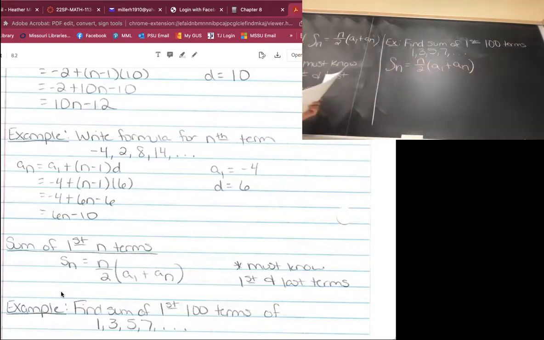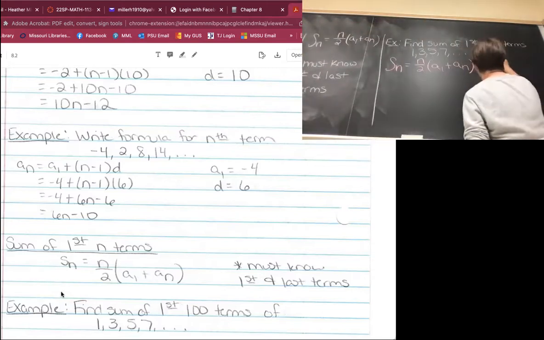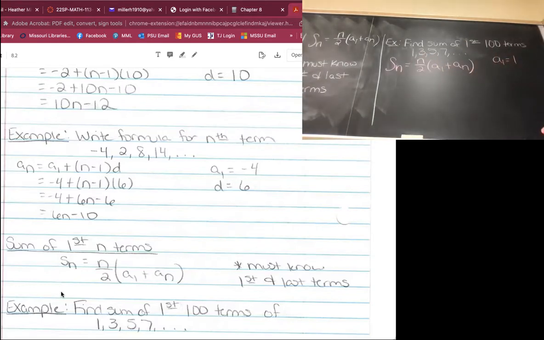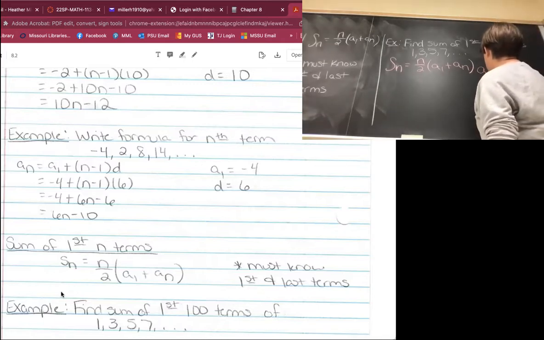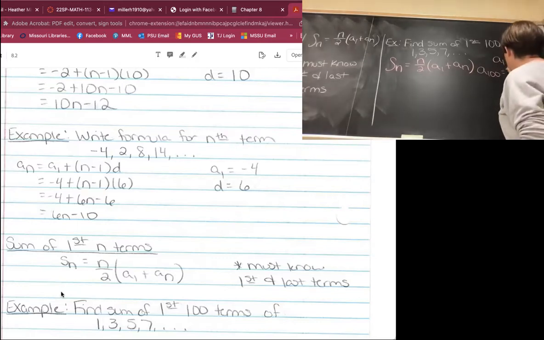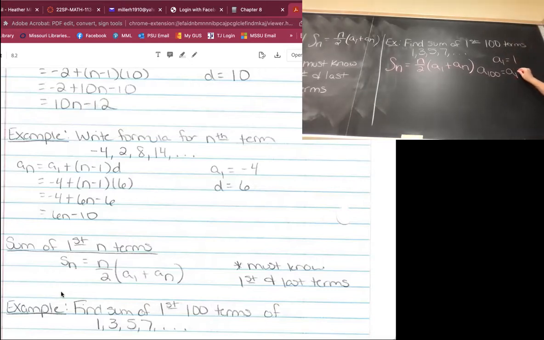So what we have to know is our first term and our last term. Our first term is easy because that's a sub 1, which is 1. They give us that. But now we also have to know our a sub 100 because we want the first 100 terms for this sequence. So what do we do there? Well, we use our general form that we've been using this whole time. That's our a sub 1 plus the n minus 1 times the common difference. We're going to use that to come up with our 100th term.